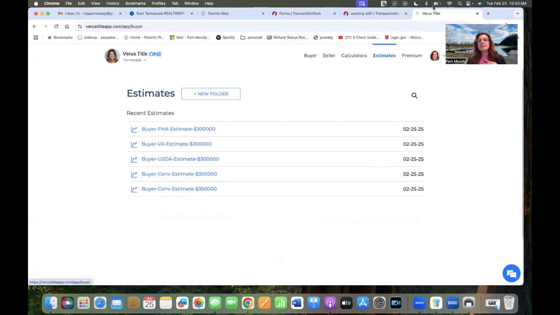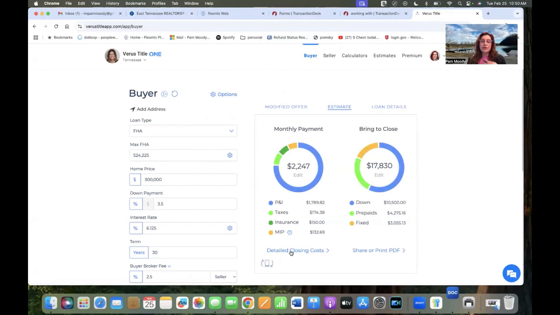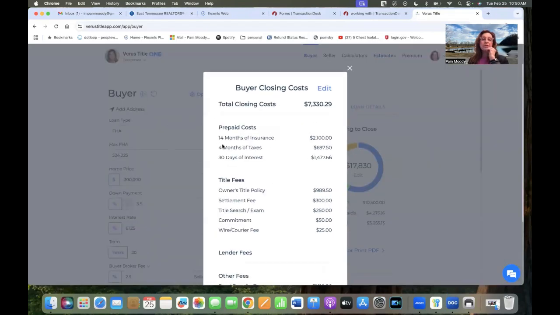The title company can give you a few of these things, kind of give you a rundown of detailed closing costs that you're always going to need. Don't get nervous, because I just ran something here. It was a $300,000 house. 14 months of insurance is what you're going to have to bring to close, 4 months of taxes, 30 days of interest.